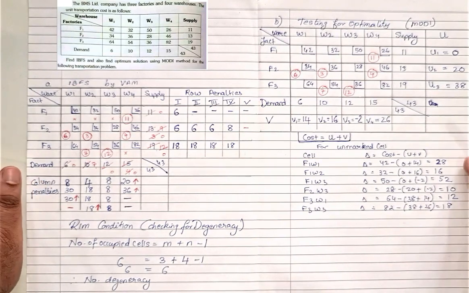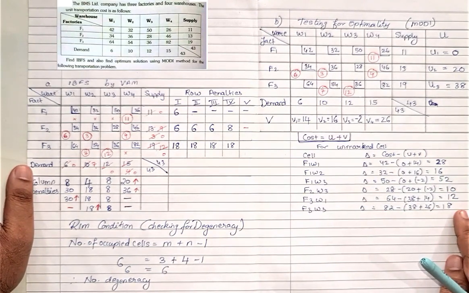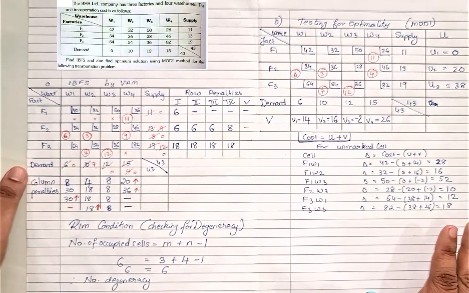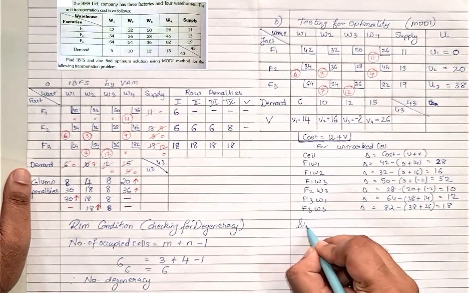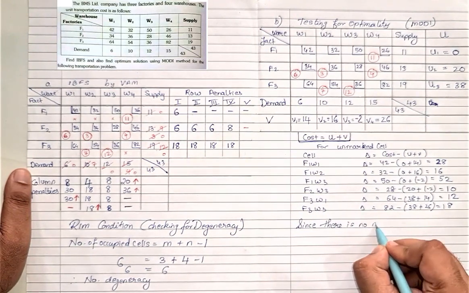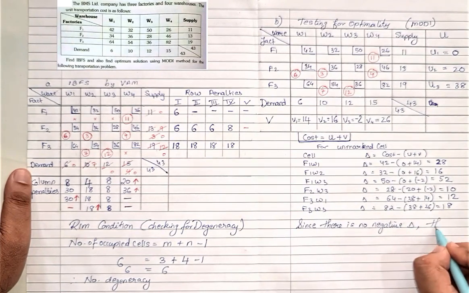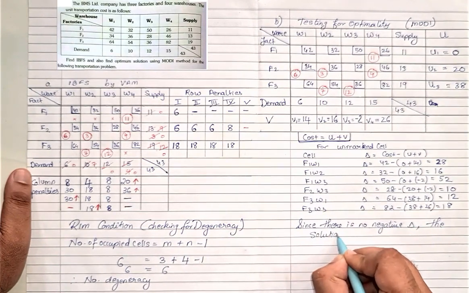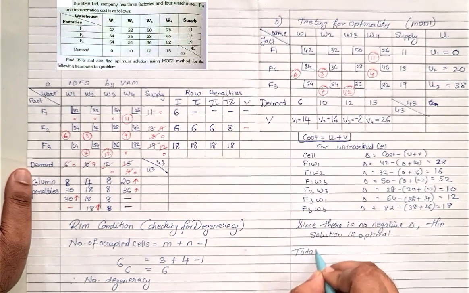Okay. Once we get all the values of the change, remember, if all the values are positive, it means your solution is optimal. If any of the values is negative, then it is not an optimal solution and we will have to make it optimal. Since here all the answers are positive, I'll write, since there is no negative change, the solution is optimal, and the moment it is optimal, we need to find the total cost.